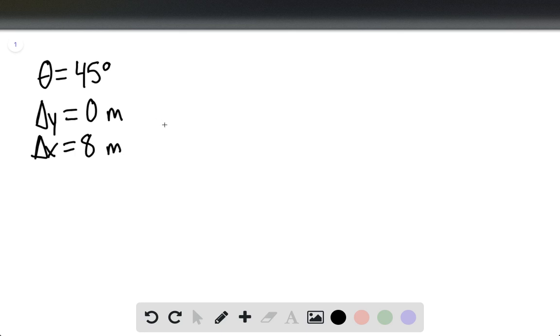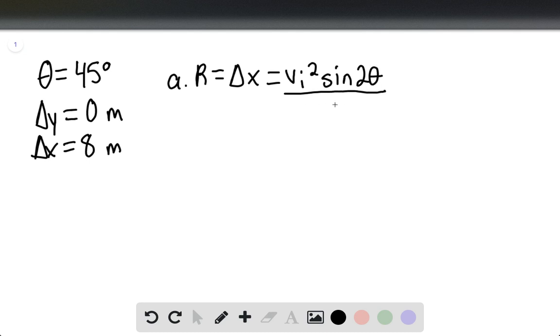And we can start off by using the range equation. Because delta y equals 0 meters, we can use the range equation in order to find out the initial velocity. So r equals range, which essentially equals delta x, and this will equal v initial squared sine of 2 theta over g. Now sine of 2 theta, theta is 45 degrees. 2 times 45 degrees is 90, and we know that sine of 90 degrees is going to equal 1.